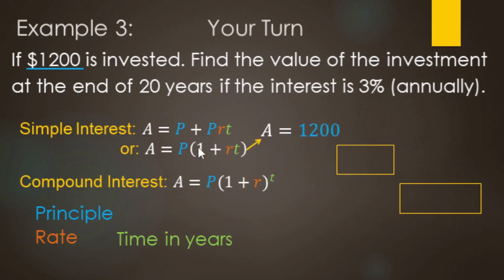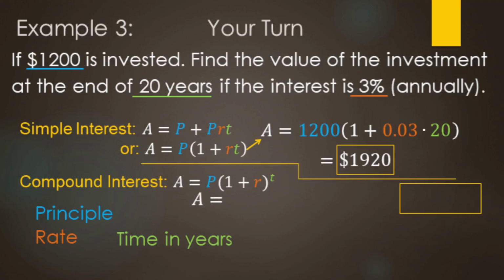Next up, we have the parentheses 1 plus R, that's the rate. That's 3%. So the R gets replaced with 0.03 because we change it to a decimal. The T, that's your time in years. So that's going to be replaced with a 20. So T gets replaced with a 20 there. Now just go to the calculator, type this all in, and you get $1,920. So there's simple interest.